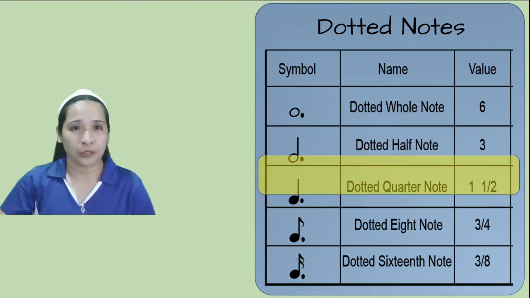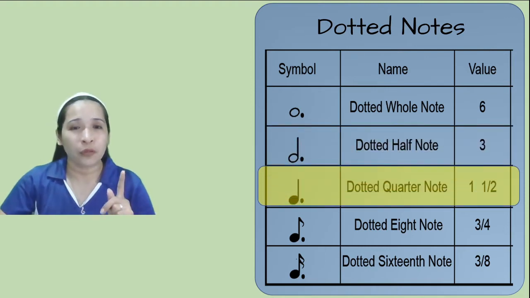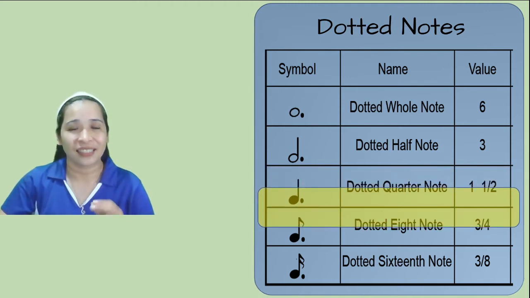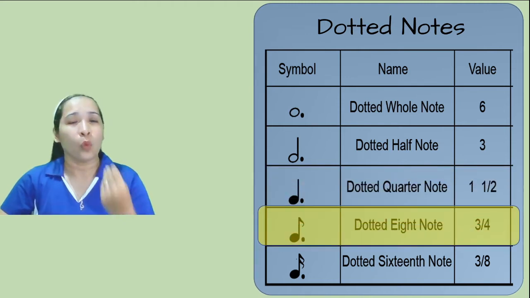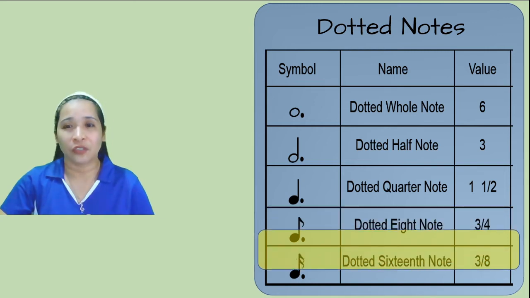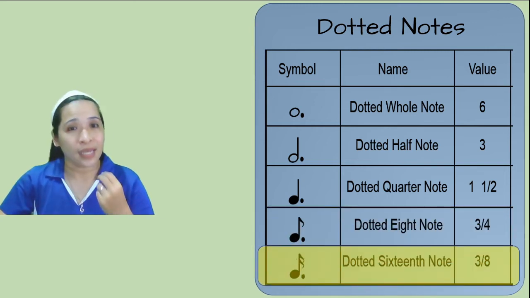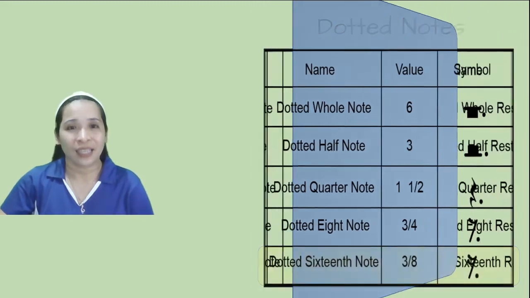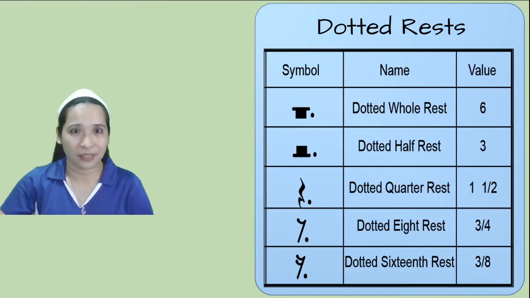Dotted quarter note: one for the quarter note and one half for the dot, so one and one half. Dotted eighth note: one half for the eighth note and one fourth for the dot, getting three fourths. Dotted 16th note: one fourth for the 16th note and one eighth for the dot, getting 3/8. Then we also have the dotted rests.